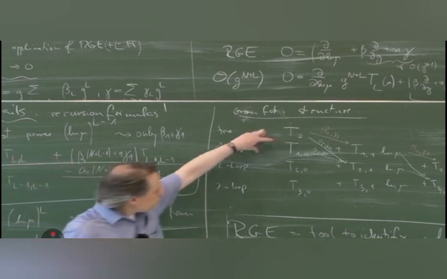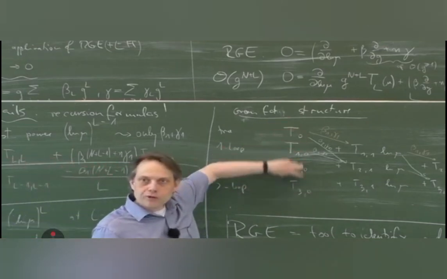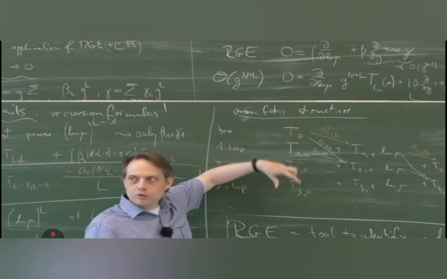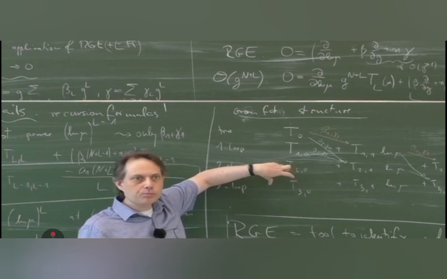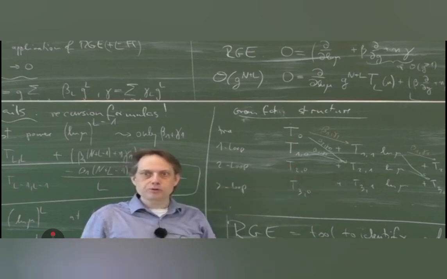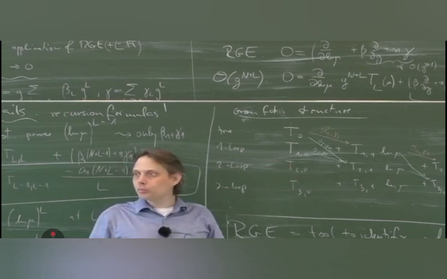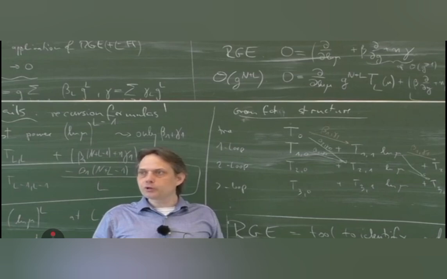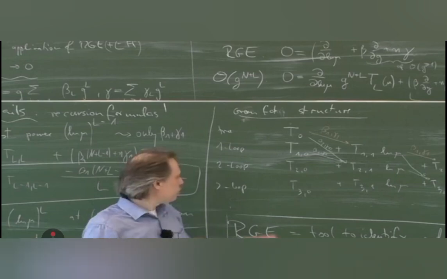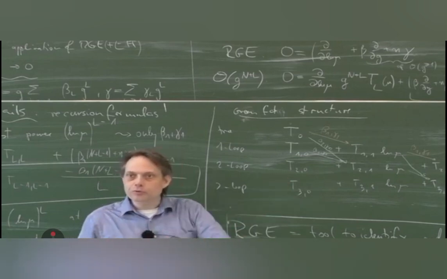This column here, which doesn't contain logarithms of mu, that is the only thing that cannot be predicted, and therefore this is the only thing that actually needs to be computed with explicit loop calculations. And this is also where the problems of non-convergence come.